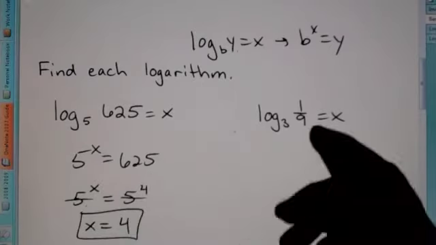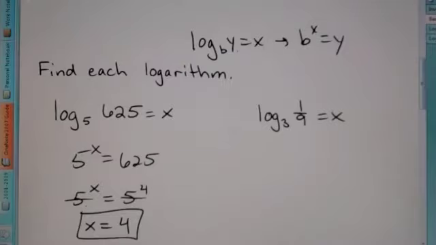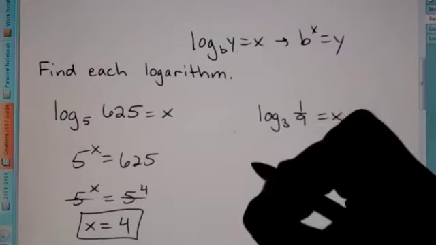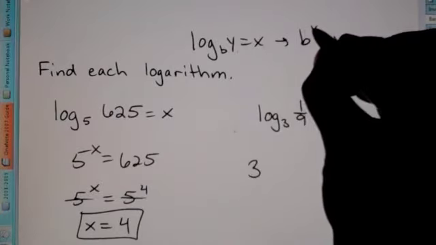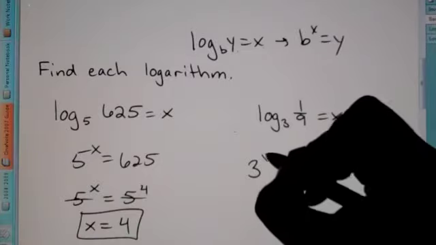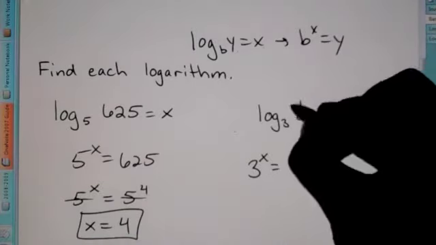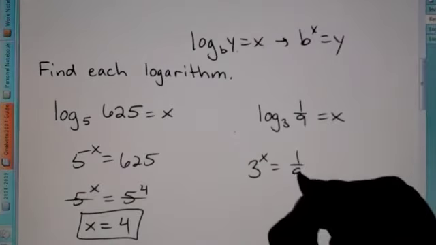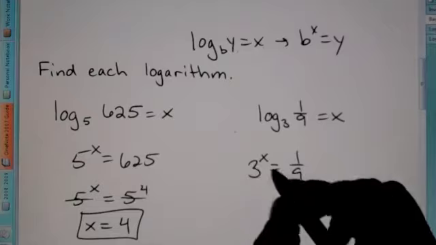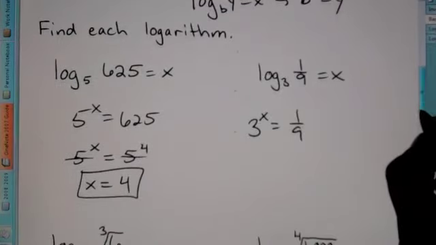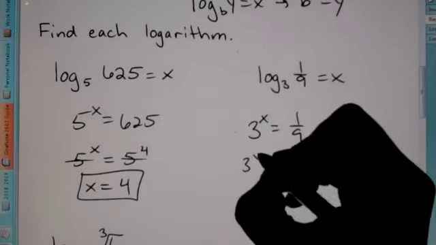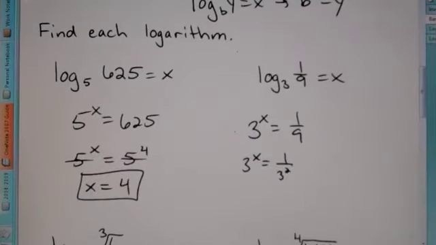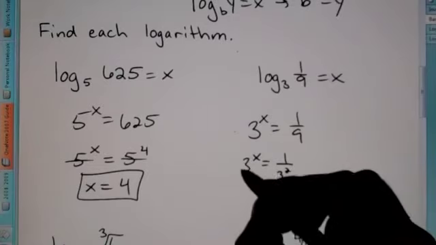Okay, now let's do this here. It's the same directions. So again, the format: what's in the position of b? 3 is in the position of b, raised to the x, is equal to whatever y is. In this case, 1/9 is in the position of y. Well, we need to rewrite 9 with a base of 3. If you think about 9, you can rewrite that as 1 over 3 squared. Again, 9 is 3 squared, but we need 3 in the numerator, not in the denominator.